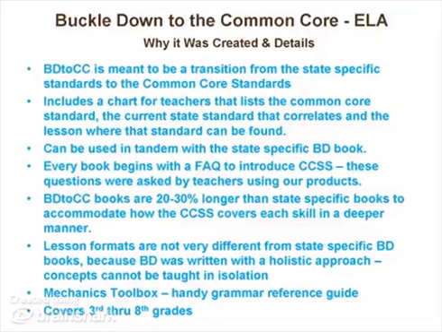The great thing about the Buckle Down product is that its original development was based on a holistic approach and teaching concepts within context, not in isolation. This is a huge focus of the Common Core, so if you are already familiar with the format of Buckle Down lessons, it will be an easy transition. Finally, at the end of the book, the students will have access to the Mechanics Toolbox. This is a new feature of the Buckle Down books and serves as a handy reference guide.